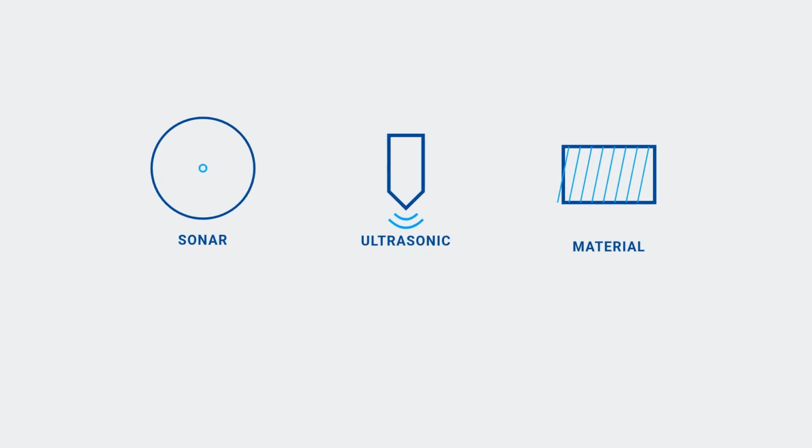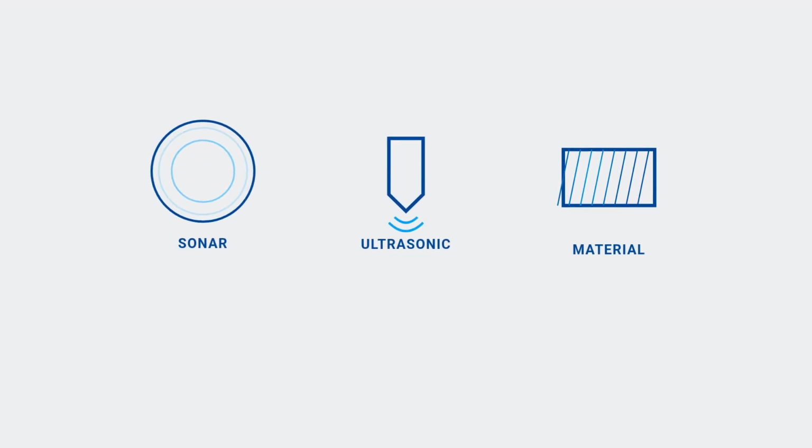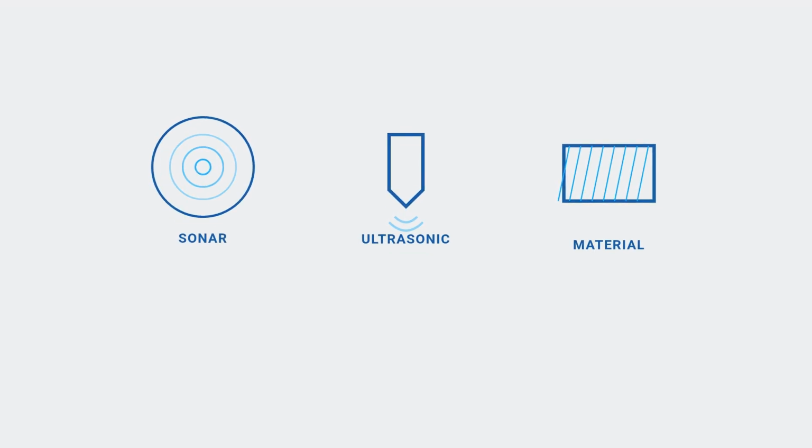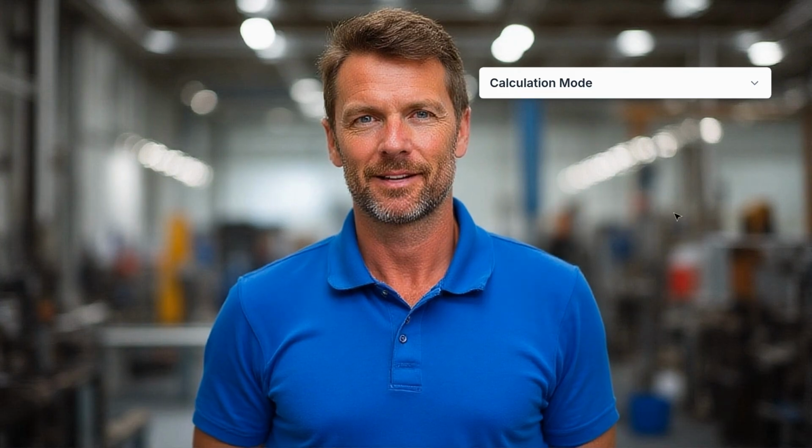Today we're exploring the Acoustic Impedance Interactive Calculator, an essential tool for engineers working with ultrasonic testing, sonar systems, and acoustic material design. This calculator solves the critical challenge of predicting how sound waves behave when they encounter different materials at interfaces. Let's examine the calculator's inputs.